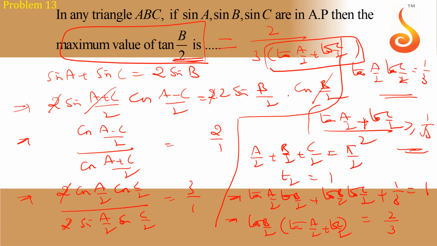Sorry, this tan(A/2) + tan(C/2) by 2 is greater than or equal to 1 by root 3, no? So the minimum value of tan(A/2) + tan(C/2) is not 1 by root 3, it is 2 by root 3. So root 3 gets cancelled, 2 gets cancelled. So the maximum value, how much are you getting? 1 by root 3.